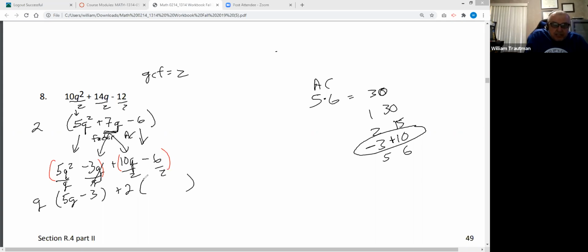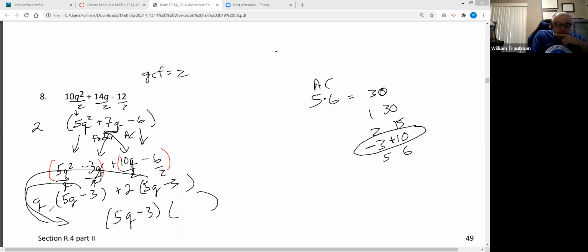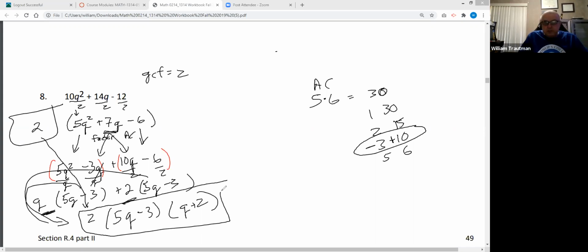10 divided by 2 is 5Q. Negative 6 divided by a positive 2 is a negative 3. Factor out the 5Q minus 3. What's left is Q plus 2. And don't forget, our GCF has to come down into the final answer.